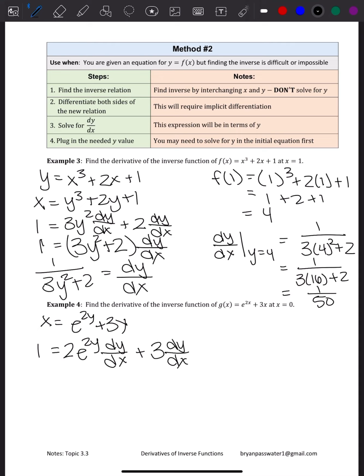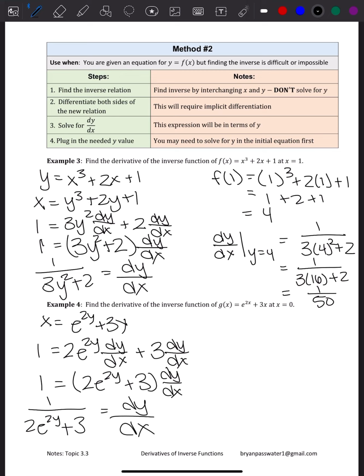I'm going to do the same thing where I get dy over dx by itself. So I have 1 equals 2e to the 2y plus 3 dy over dx, and 1 over 2e to the 2y plus 3 equals dy over dx. So now same thing, I just need to plug in my x value of 0 into g of x in order to get my derivative.